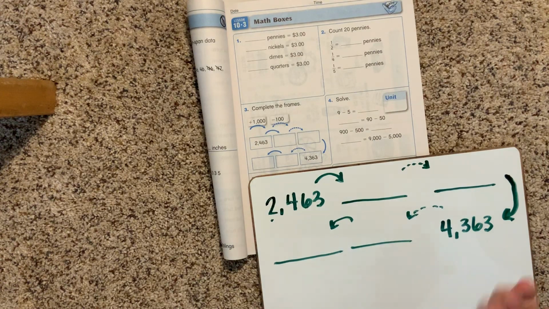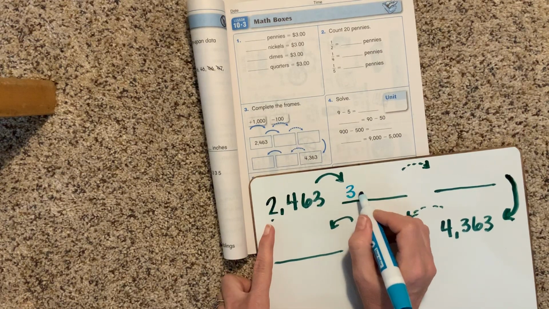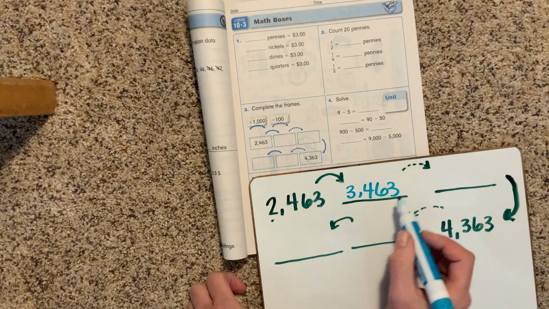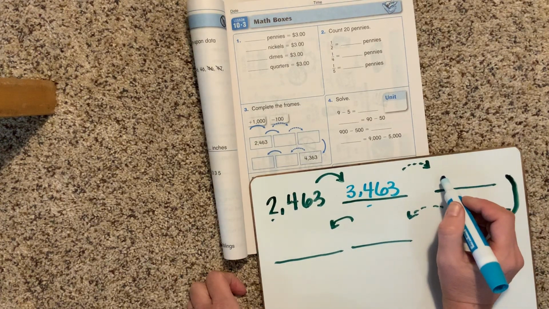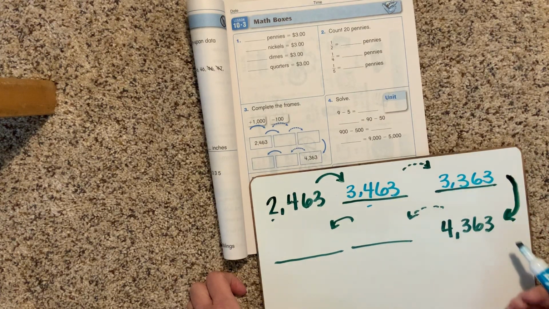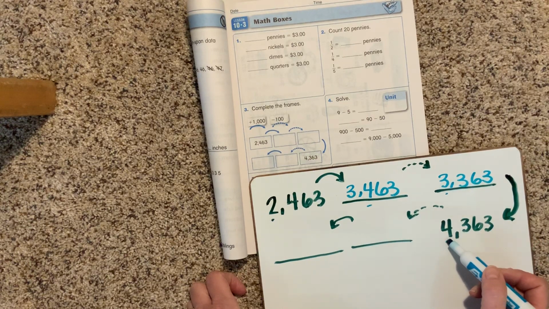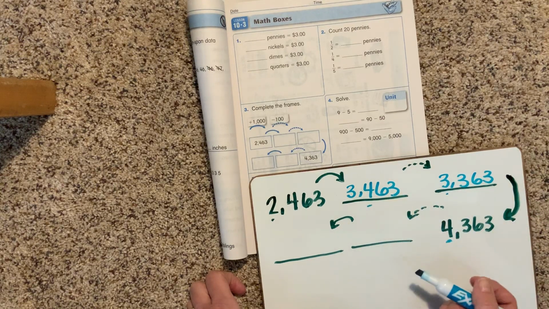Second graders, when I add 1,000 to 2,463, changing that thousands place, I have 3,463. When I subtract 100, I'm going to change that hundreds place, and I have 3,363. Adding 1,000, I'm going to bring that thousands place up to 4,663. I can check my work. Yep, looks like those 2 were right.